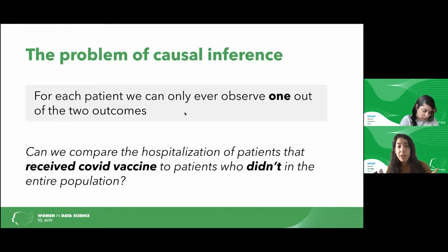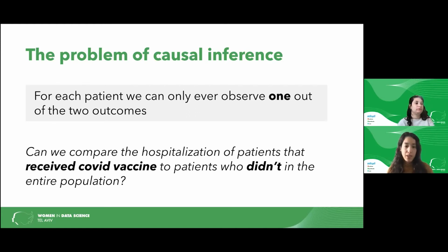So the fundamental problem of causal inference is that we can only observe one of the two outcomes. A patient cannot have the COVID vaccine and not have it at the same time. This is the fundamental problem. And I want to ask you, can we compare the hospitalizations of patients that received COVID vaccines to the ones who didn't in the entire population?